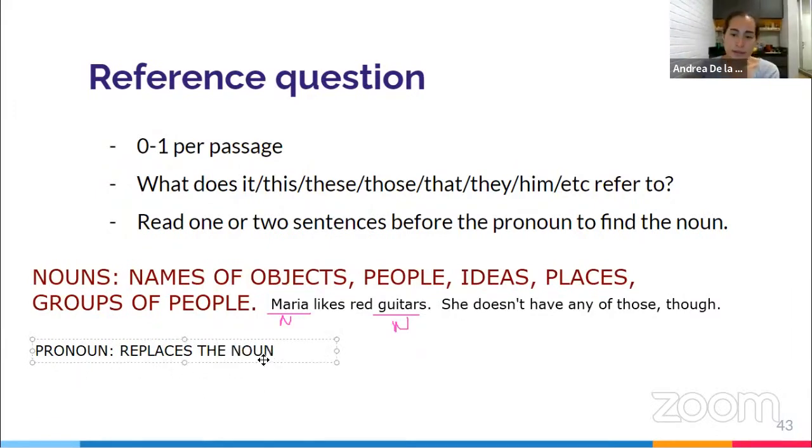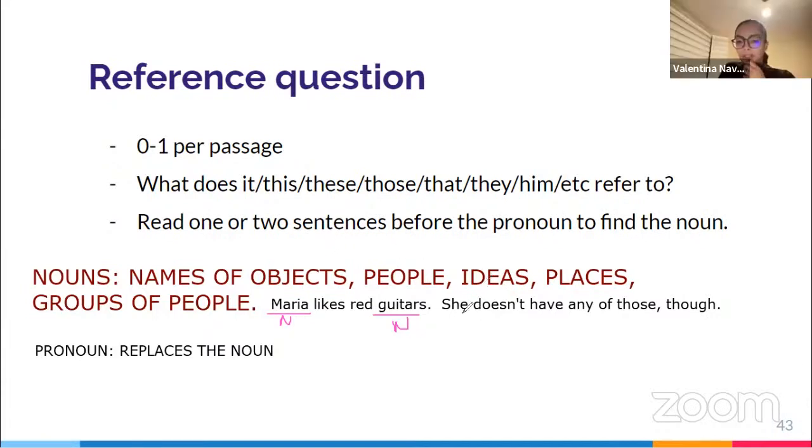So in our second sentence, can you tell me what are the pronouns that we have? In the sentence, she doesn't have any of those though. What are the pronouns there? One of them is she. Exactly. And the other? Any. Okay. You sure? Those. Those, great. Those are the two pronouns.